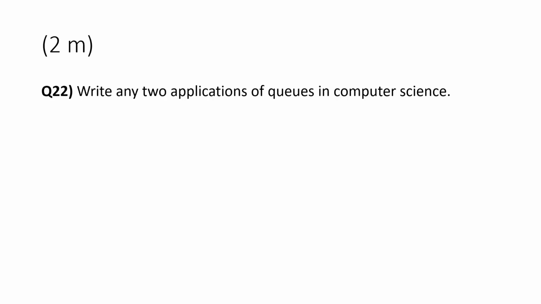Two mark questions are like this. One two mark question you will get from this chapter. The question is: write any two applications of queues in computer science. See, underline this, computer science. Read the question properly. Now, when they specifically ask the computer science field, then you have to mention at least any three applications of queues in computer science.